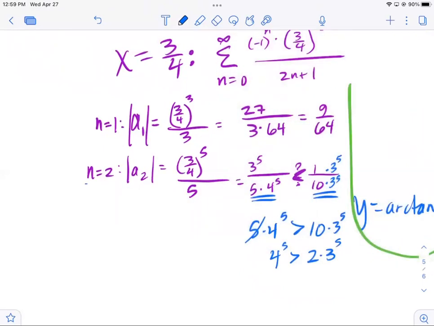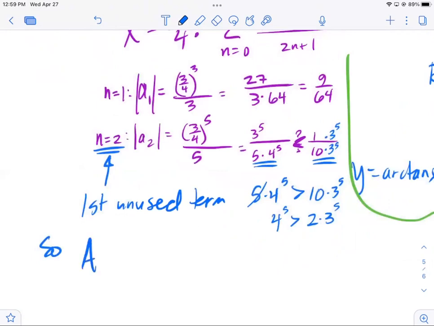So what does that mean? That means that n equals 2. This must be your first unused term, right? Which is kind of silly. It's the second term. So if the second term is my first unused term, how many terms am I going to add up? 1. So here's what we're going to say.